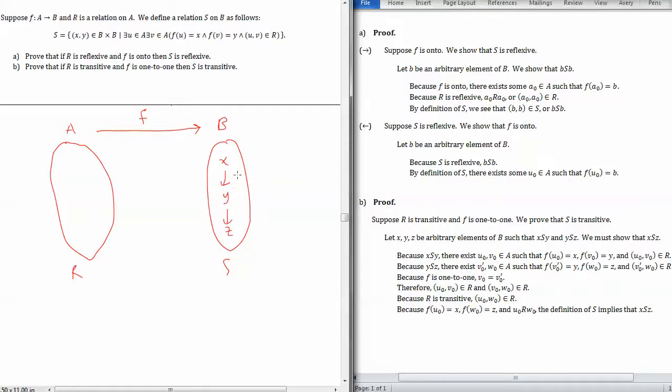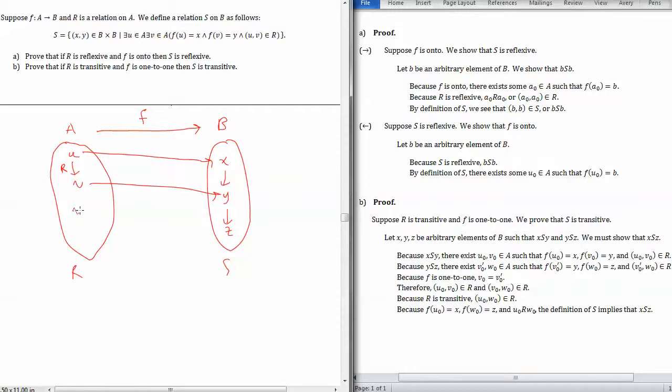Okay, good enough. Now, the fact that xy is in S means that we have a u and a v such that u maps to x under f and v maps to y. So these arrows are all f arrows. And moreover, uv is in R. And then we also have that y is related to z, that yz is in S. And so we again have a couple elements in A which map to the right things and which are related by R. But there's no reason to suspect they have to be the same as either of these, right?